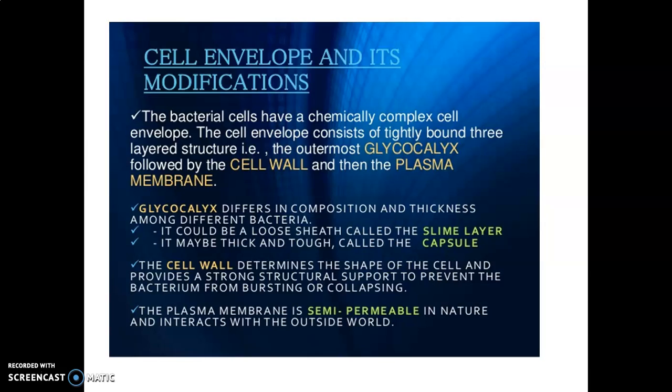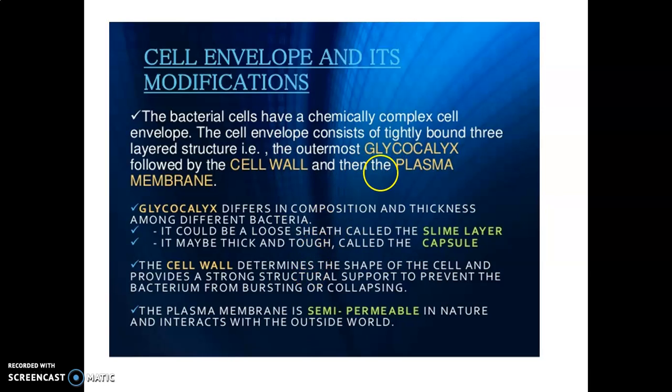The cell envelope consists of a tightly bound 3-layered structure: glycocalyx, cell wall, plasma membrane. First, let's discuss glycocalyx. It differs in composition and thickness among different bacteria. It consists of two layers. The first layer is the slime layer, the thin layer, then the thick capsule. Which are the two layers of glycocalyx? A loose sheath, the slime layer. It is followed by a thick and tough capsule. That is about the first cell envelope, glycocalyx.